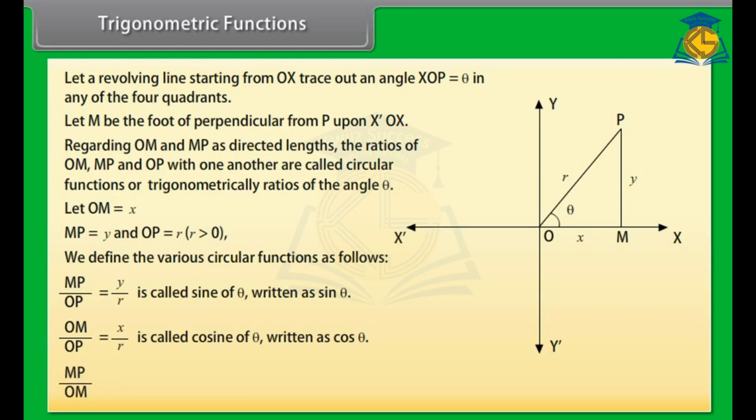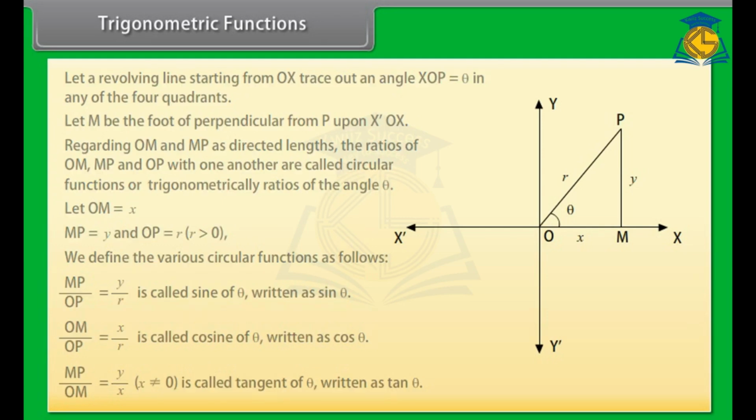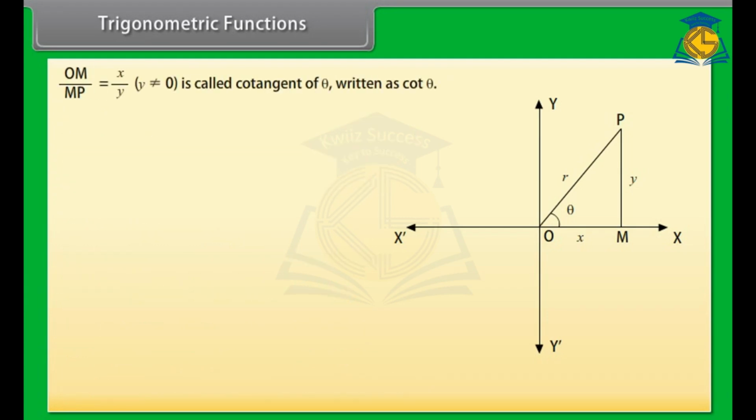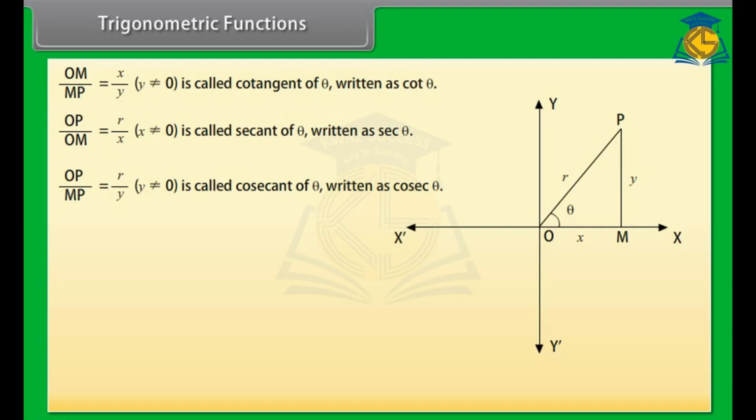MP by OM is equal to y by x, x not equal to 0, is called tangent of theta, written as tan theta. OM by MP is equal to x by y, y not equal to 0, is called cotangent of theta, written as cot theta. OP by OM is equal to r by x, x not equal to 0, is called secant of theta, written as sec theta. OP by MP is equal to r by y, y not equal to 0, is called cosecant of theta, written as cosec theta.